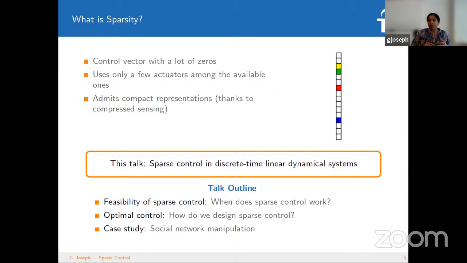So the talk will have three parts. The first, we look at the feasibility of sparse control. So you're not using all the actuators that are available to us. So what do we lose because of that? Definitely we lose something. So when does it work and when does it not work? So that's what we look at in the first part. And also if we know that the system admits sparse control, then how do we design sparse control? That's the next part. And finally, we look at a case study based on social network opinion manipulation.